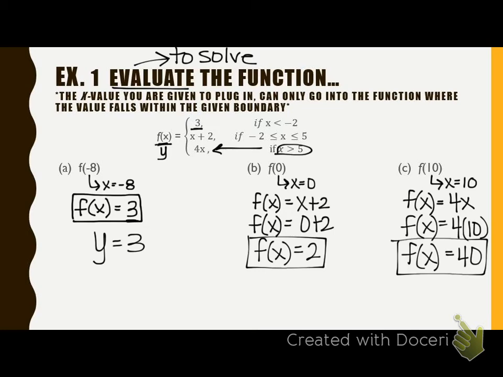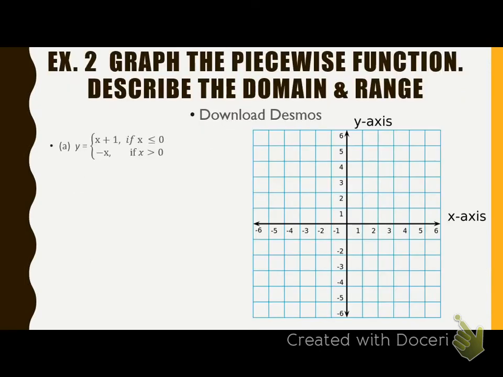All right? And maybe I didn't make that clear. If this is the boundary, this is the function. For this boundary, this is my function. Okay? The boundary is always sitting next to its function. Any questions? All right. Now, in example number 2, they ask us to graph the piecewise function.